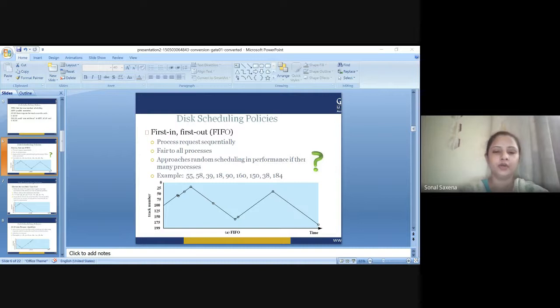So let us talk about the FCFS scheduling algorithm, or first in first out. It is the simplest disk scheduling algorithm, which serves the input output requests in the order in which they arrive. So there is no starvation in this algorithm. Every request is serviced. Starvation we have already seen in the previous lecture.